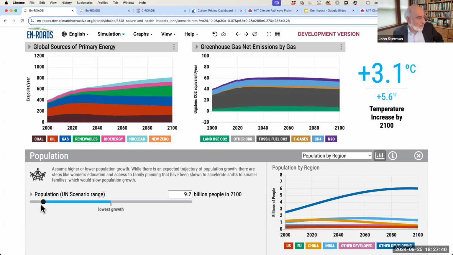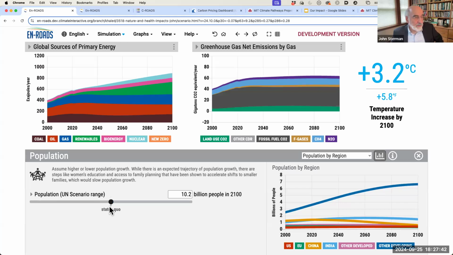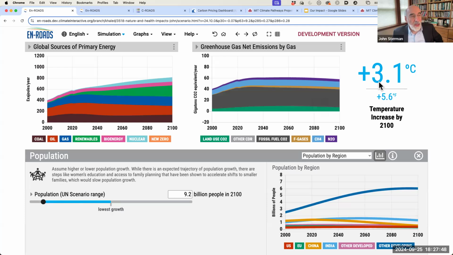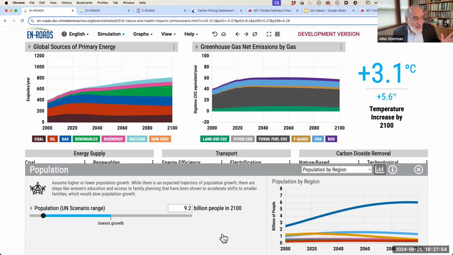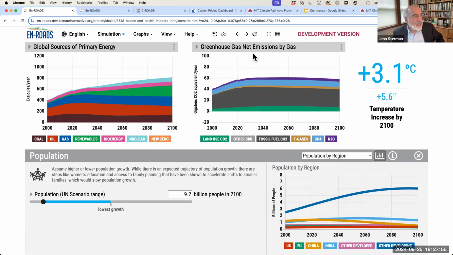So let me put this back here. We're at 3.2 with our nuclear policy. Now we go down to 3.1, another 1/10 of a degree. Very low impact. Now, why? Why is it such low impact? Take a look here. Let's go back.